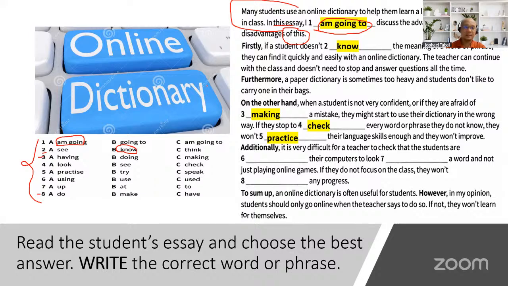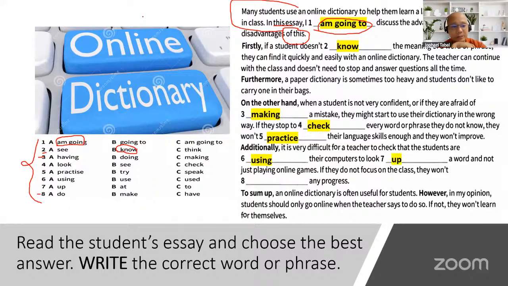Let's hear from Trantien. Trantien, you there? Yes, teacher. Great. What's your answer number 6, Trantien? Number 6 is C. So, using their computers to look. How about number 7, Trantien? Number 7 is A. To look up.